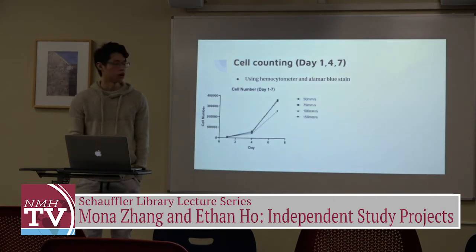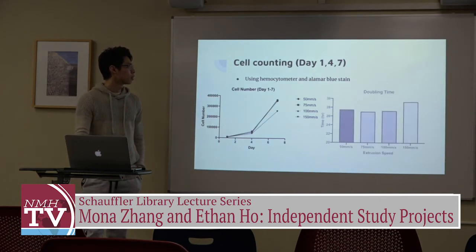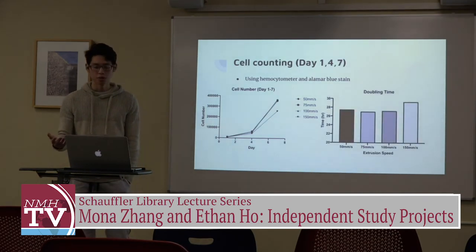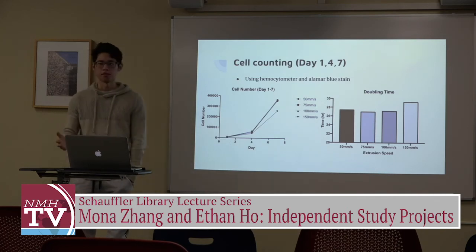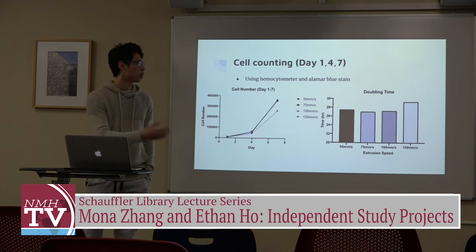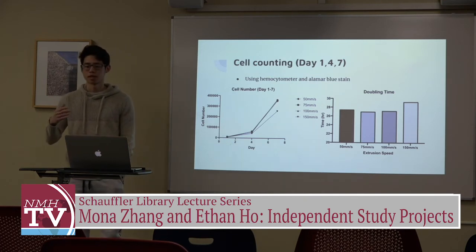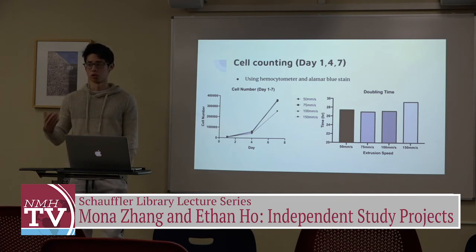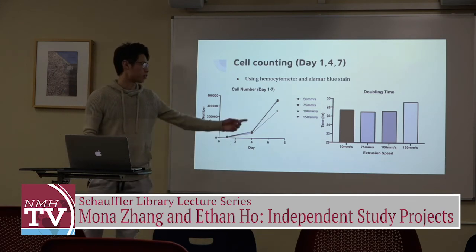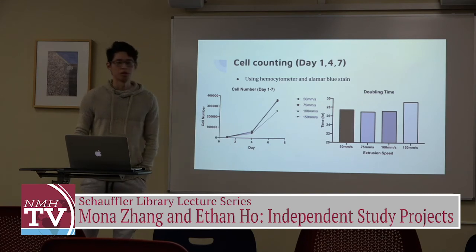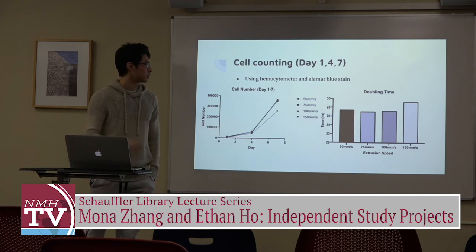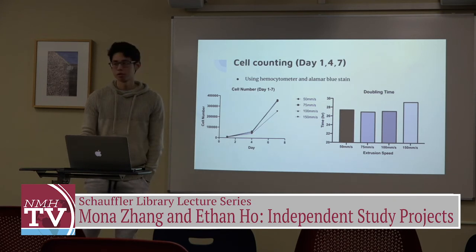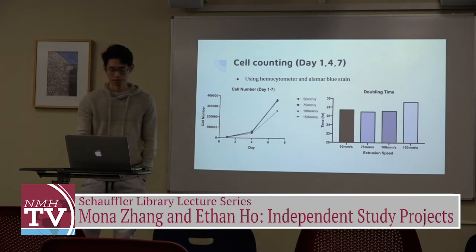And so interestingly, the scaffolds with higher speed have a lower cell number as we go from day one to day seven. And the doubling time shows that the higher the doubling time, the slower the cell grows. And by this graph, we can see that the 150 millimeter speed scaffolds are a big difference from the other groups in terms of how well it's growing.